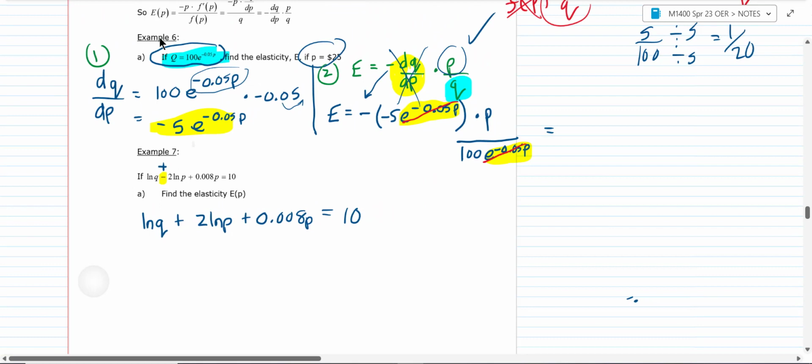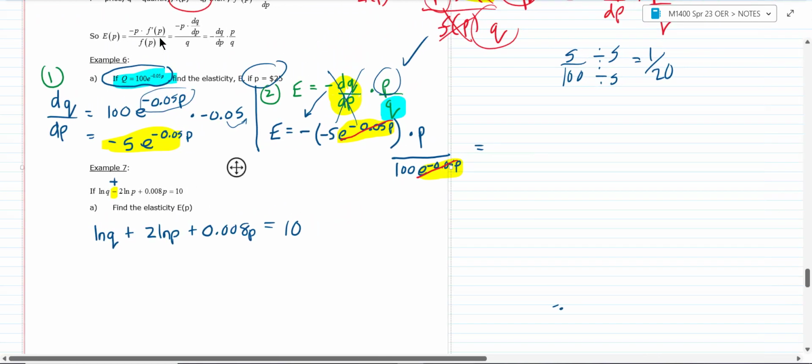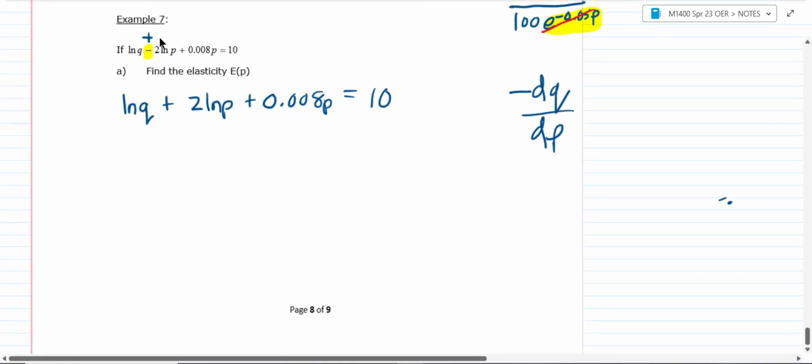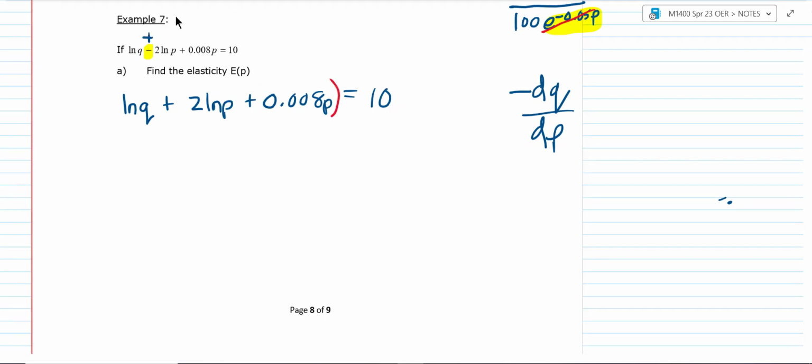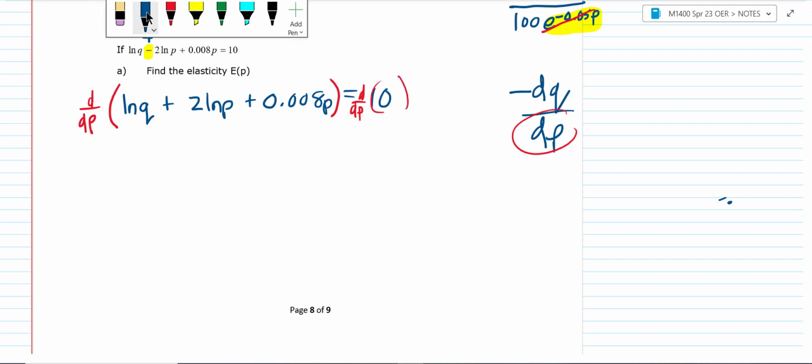In our formula, we're looking for negative dq over dp. This will give us an opportunity to review how you do implicit differentiation. You put a set of parentheses around both sides, and you do the derivative with respect to p, because that's what the formula tells you to do. So we're going to do the derivative with respect to p of both sides of this equation. Let's see if we remember how to do this now.